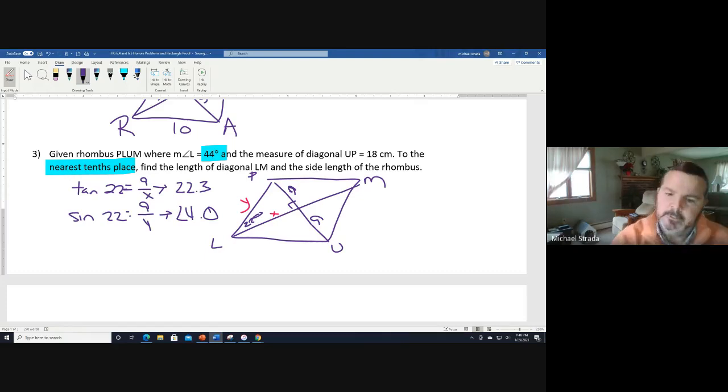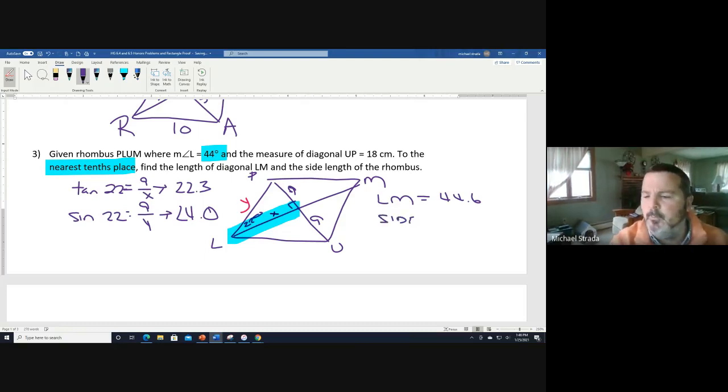All right. Now remember, LM, the 22.3 is only half of it. L to M goes all the way. So that's the 22.3. So we got to multiply by 2. And when I multiply by 2, I get 44.6. And the side length of the rhombus would be 24.